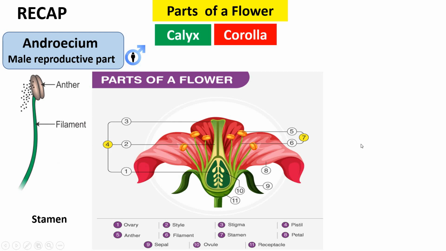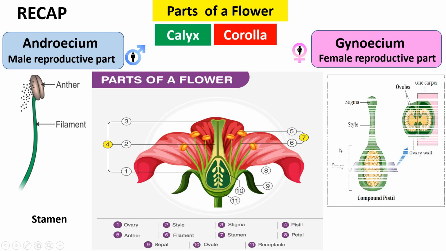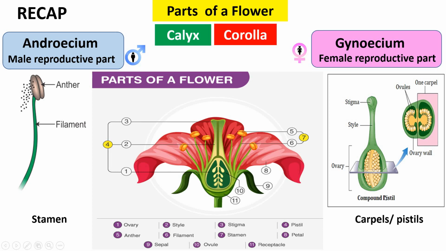Then we learned that the flower has the fourth innermost part, which is called gynoecium, and this gynoecium is the female reproductive part of a flower. Okay, so here this one, the center one, the innermost part, is called gynoecium. And if I take out this, it looks something like this. Okay, so it has three parts: stigma, which is at the top, style, and ovary, and inside ovary there are ovules. Okay, this gynoecium is also called carpels or pistils. Okay, so these things we learned in our earlier class.